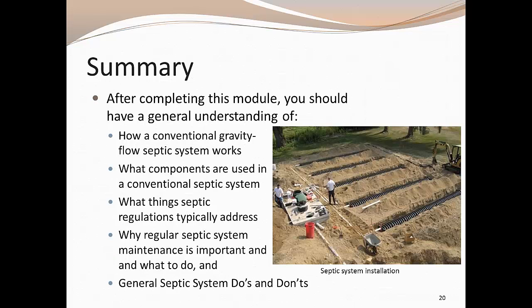In summary, here are a few key topics that we covered. Conventional gravity flow systems are comprised of a septic tank, distribution box, and soil treatment area. Primary treatment in a septic system occurs in the septic tank where heavier solids sink to the bottom and are degraded by naturally occurring bacteria. The liquid, or effluent, that exits the septic tank travels through the distribution box and is dispersed across the soil treatment area where the soil and soil microbes provide additional treatment.